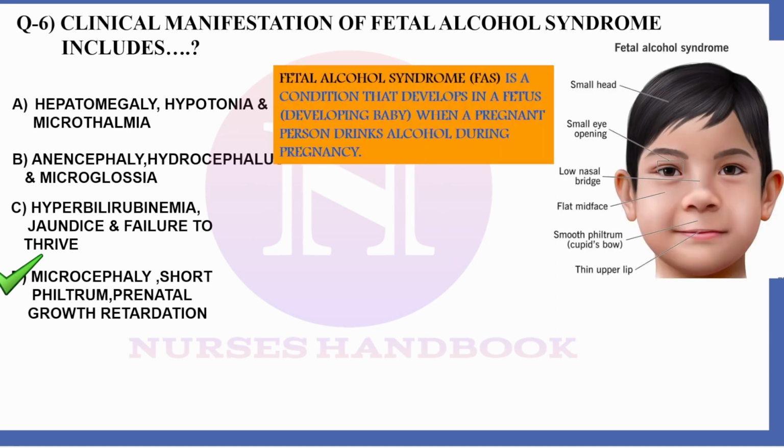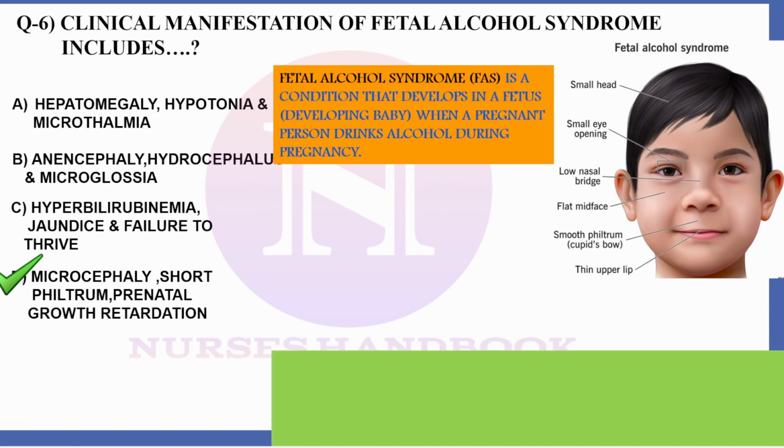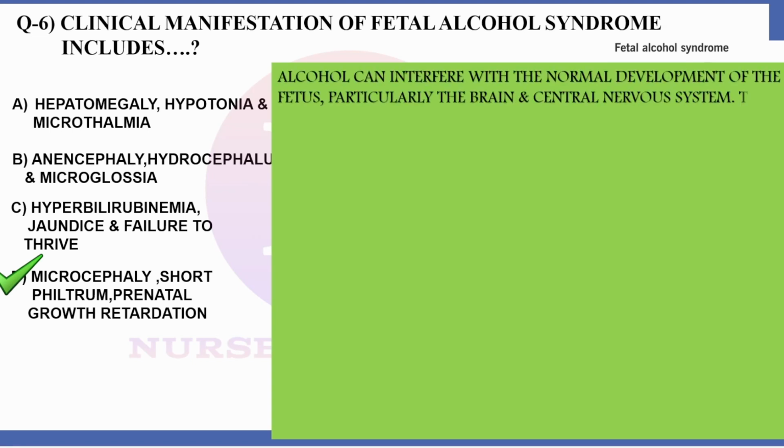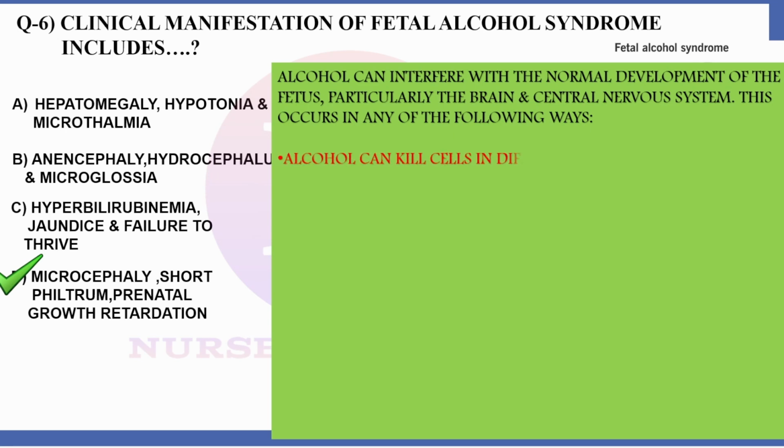What is fetal alcohol syndrome? It is a condition that develops in a fetus when a pregnant lady consumes alcohol during her pregnancy. So, what does the alcohol do to the developing fetus? It interferes with the normal development of the fetus, particularly affecting the brain and the central nervous system. It can occur in any of the following ways. First, alcohol may kill cells in different parts of the fetus, causing abnormal physical development in the baby.